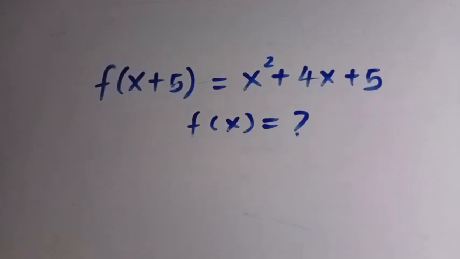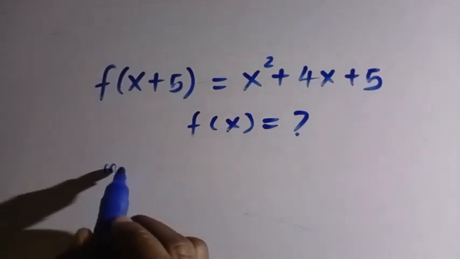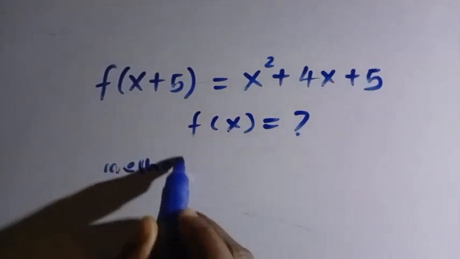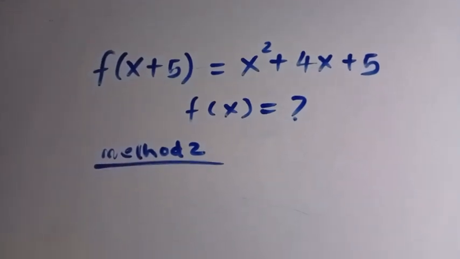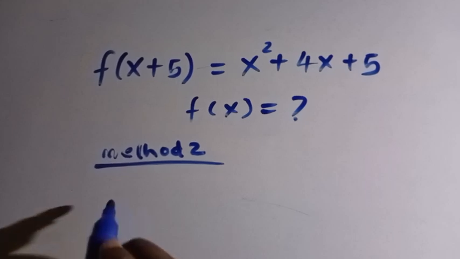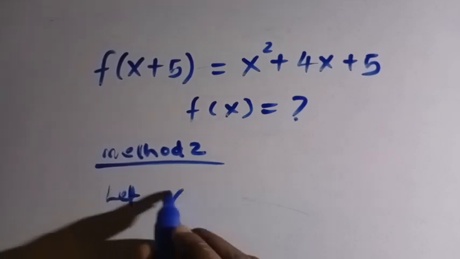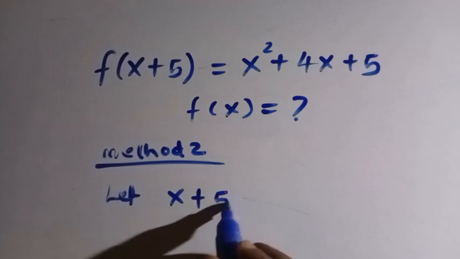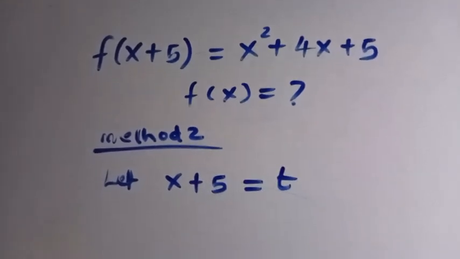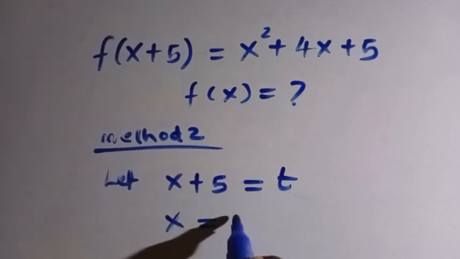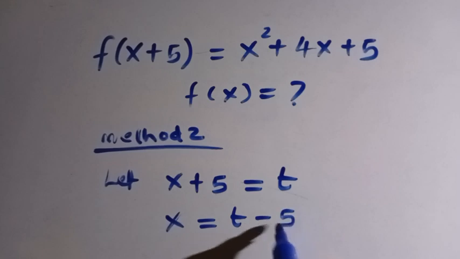As for the second method, let's consider it as method 2. Here I'm going to apply the substitution method. From this domain, which is x plus 5, suppose I let it equal t. That is, I'm going to make x the subject of the formula here. Therefore we have x equals t minus 5.